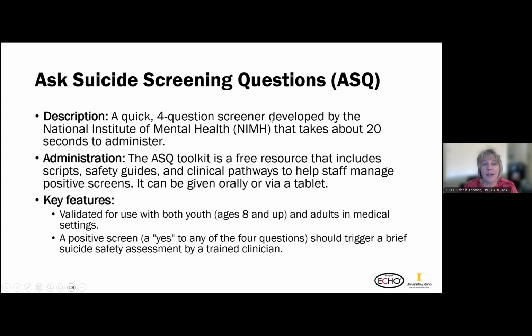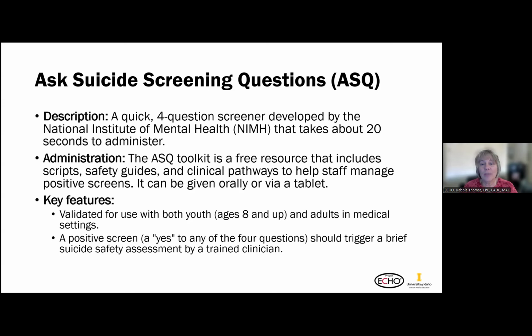The other screener that I would like to introduce you to, because different settings fit different things, is the Ask Suicide Screener questions. This again is evidence-based. You can get it at the National Institute of Mental Health. You can just say Ask Screener Toolkit and it'll pull it up. It takes 20 seconds to administer. Again, there's a free toolkit. You can give this orally to a person if you're talking to them.